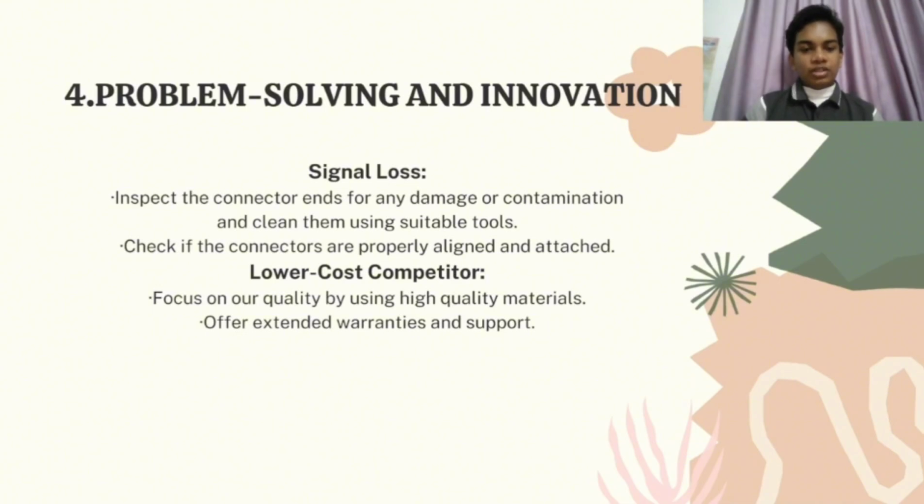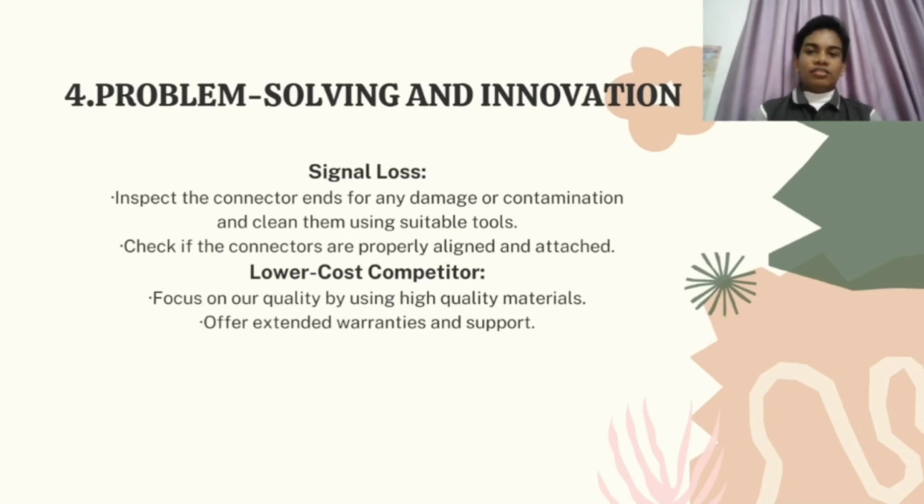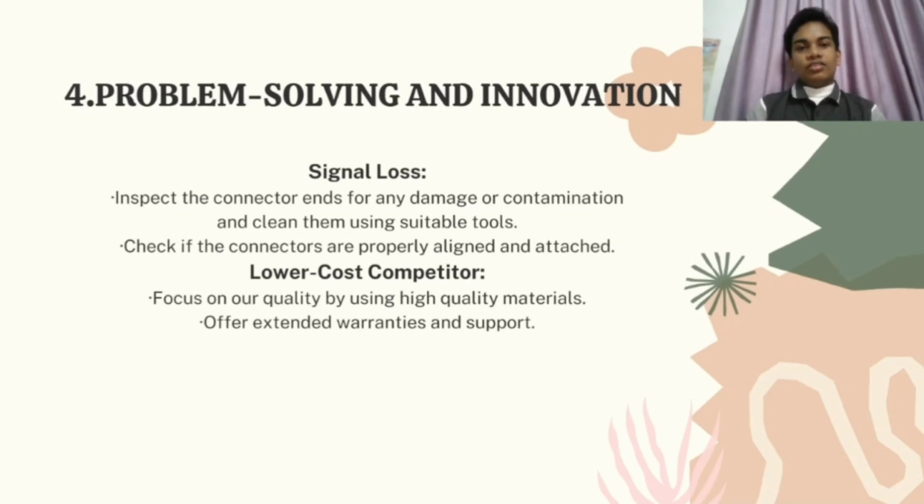Next is the part about the lower cost competitor. Well, first we will focus on our own company's quality by using higher quality materials, which will result in less maintenance and a lower chance of failure. Next, we can try offering extended warranties and support. This is to give ourselves an edge by giving our customers the peace of mind that if something were to happen with the fiber in their home or in their enterprise, we will offer warranties and we can support them for no extra cost. That's all from me.